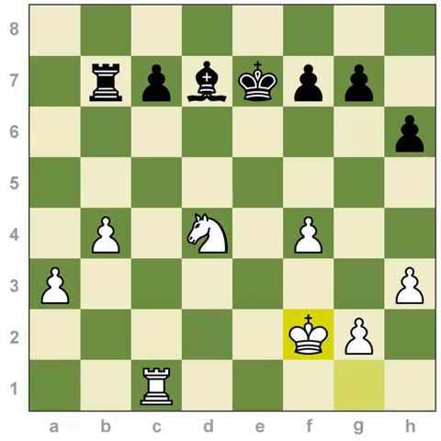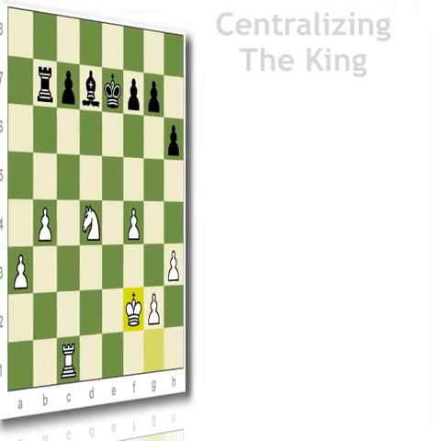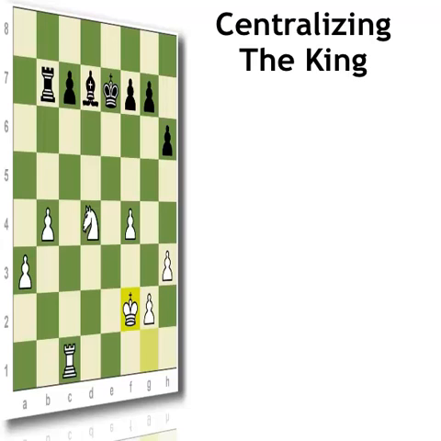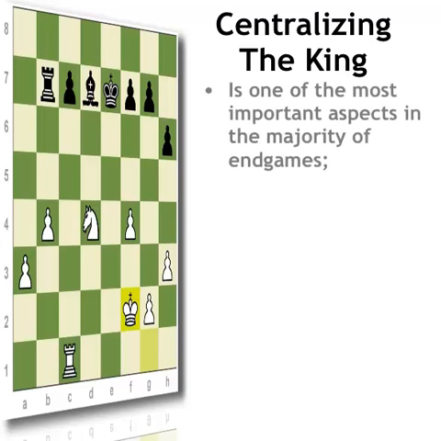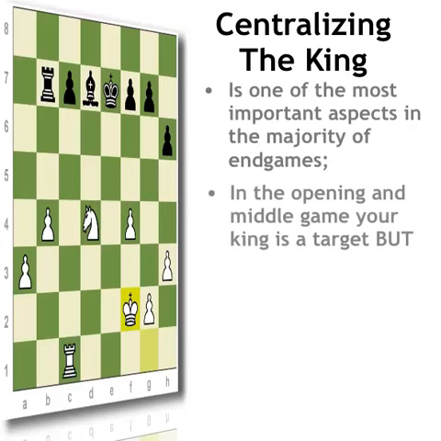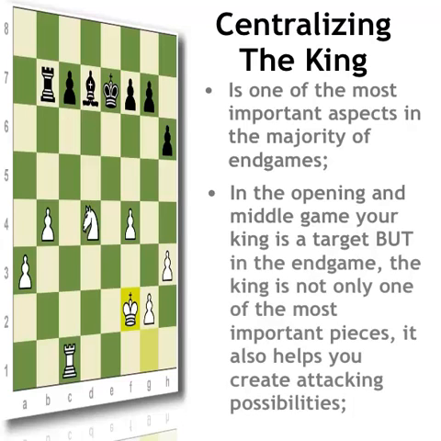And I should also point out that centralization of the king is by far one of the most important aspects of the majority of endgames. Because in the opening and in the middle game, your king is really a target. Not so in the endgame. In the endgame, the king is not only one of the most important pieces, but it actually helps you to create attacking possibilities.